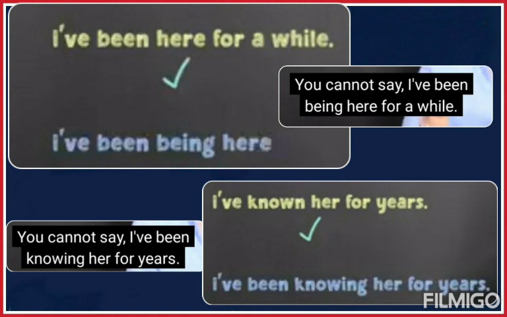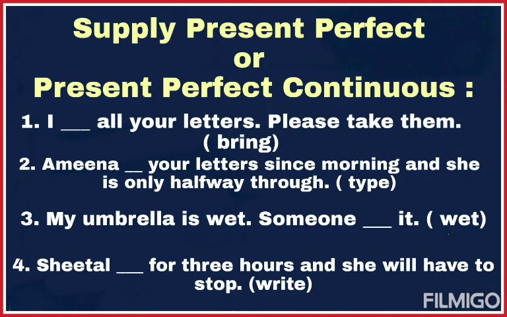For example, I have known her for years. I have been knowing her for years. Here, the first sentence is the correct one.